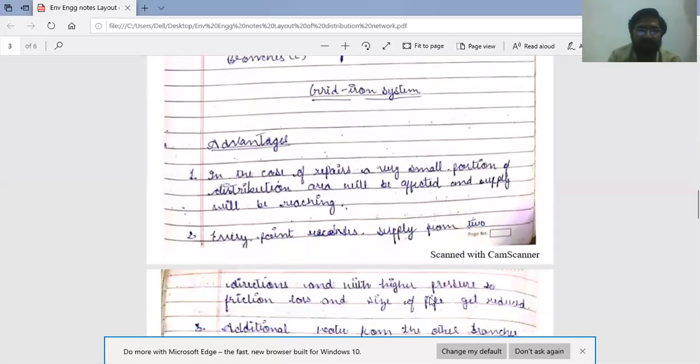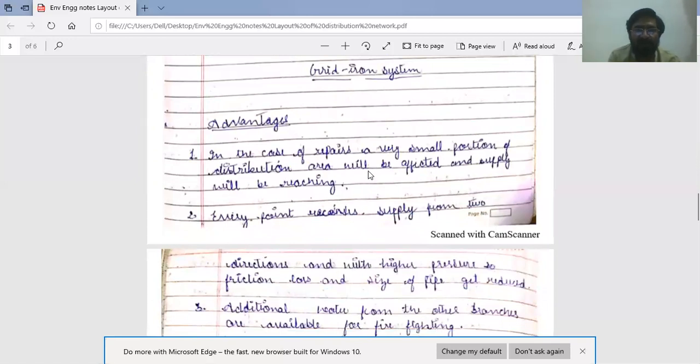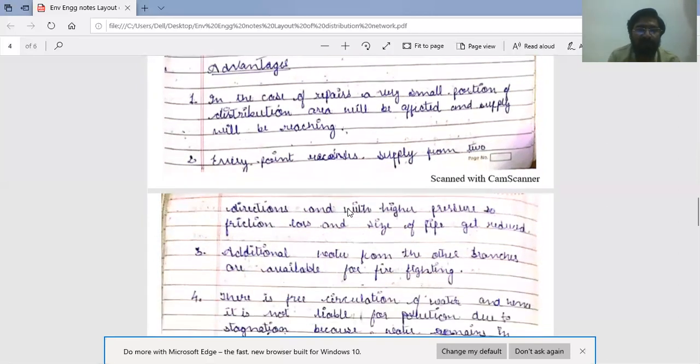Some advantages of grid iron system. In the case of repair, a very small portion of distribution area will be affected and supply will be reaching. Second, every point receives supply from two direction and with higher pressure. One major loss in flow in pipes is friction loss or major loss, and size of pipe gets reduced.